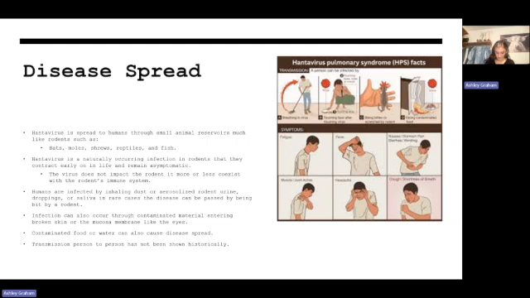Okay, time for the disease spread. Hantavirus is obviously, as we've been talking about this whole time, spread through small reservoirs, aka rodents. Rodents such as bats, moles, shrews, reptiles, and fish, also mice.